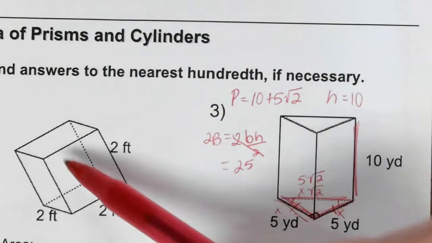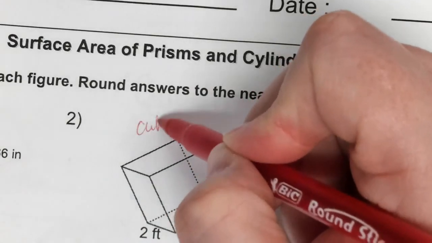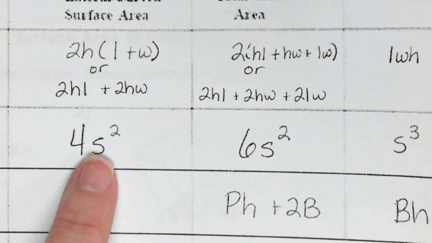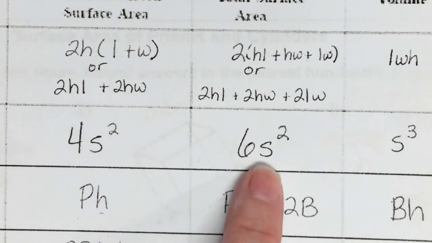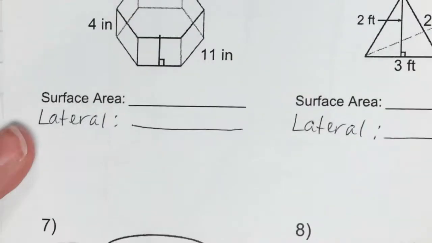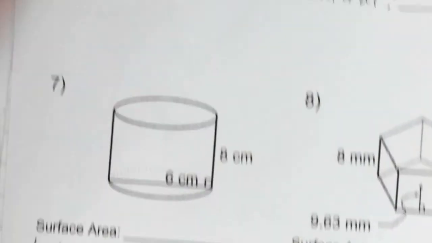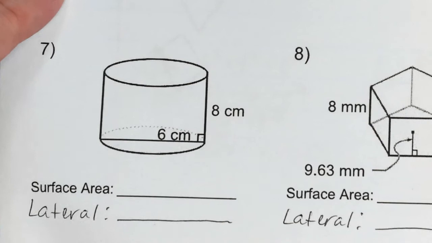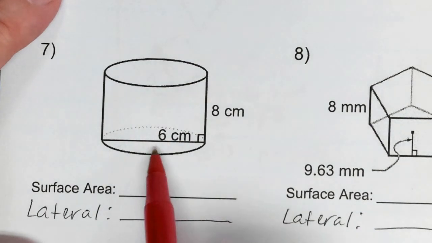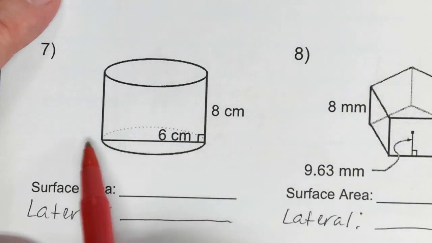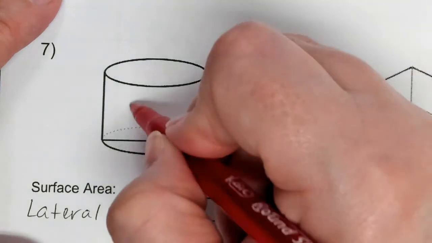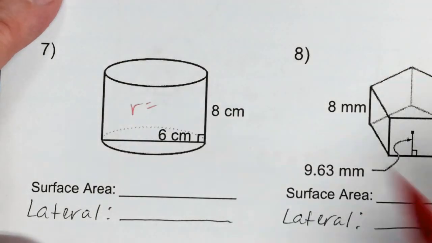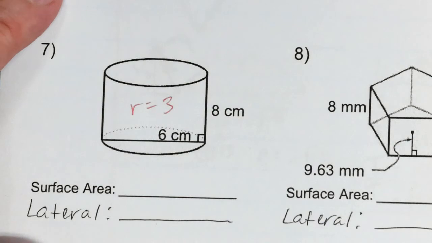Okay? And remember, this one's a cube. So your formulas for cubes were real easy. 4 times s squared. S is just the side length. Or 6 times s squared. And then this one's 7. It's the only other one that hasn't been worked out today. It's just like 9, except for, what's 6? That is the diameter. Yeah. So what's the radius? 3. So with that, it's just like 9.